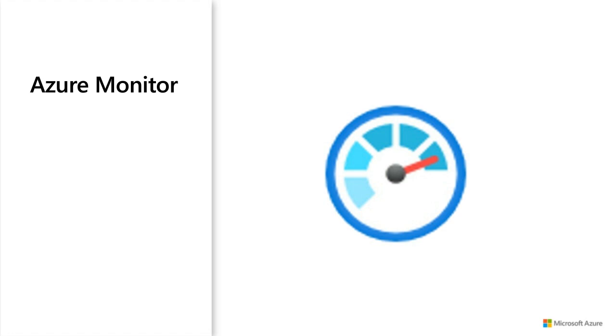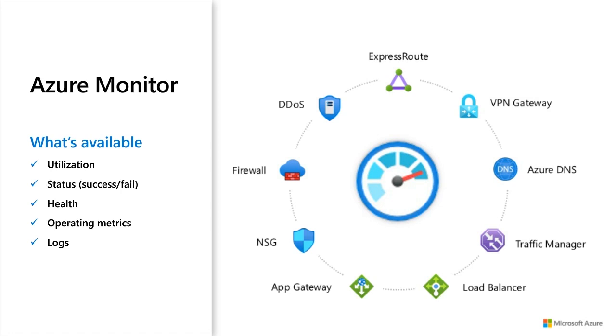Now, from a networking standpoint, all of our networking services send relevant health information and operational information into Azure Monitor. So whether you use our connectivity portfolio, which consists of things like ExpressRoute or VPN gateway, or our delivery portfolio, or security portfolio consisting of firewalls or NSGs, we send all the relevant metrics into Azure Monitor. Depending on the component, you should be able to see the utilization, the status, health, and the operational metrics.